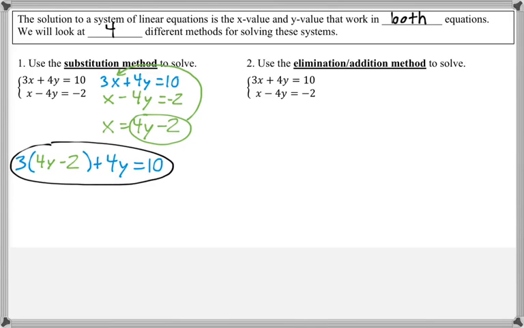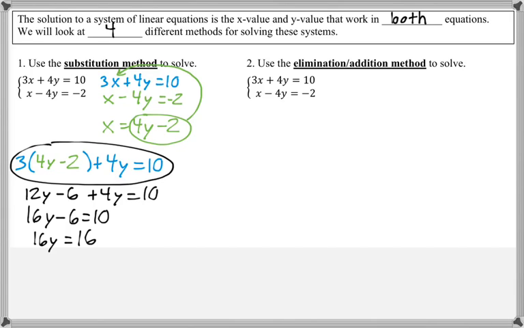Okay, so I need to solve this. And then I need to combine like terms. And then solve for y. Okay, so I have y is equal to 1.